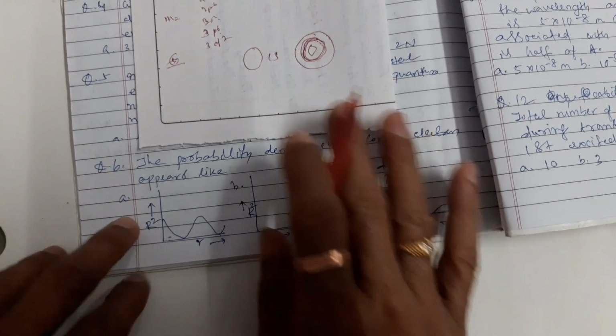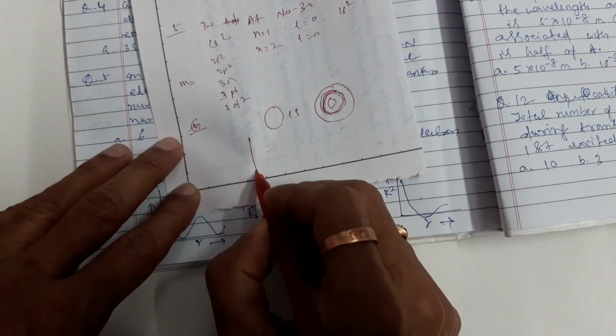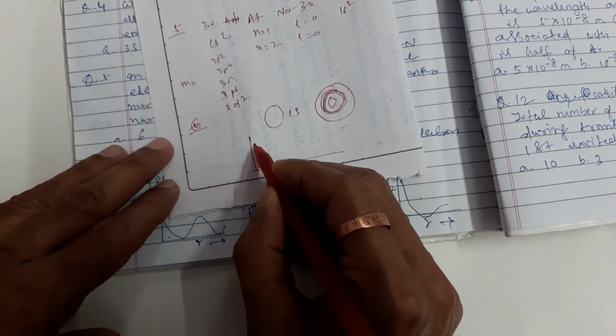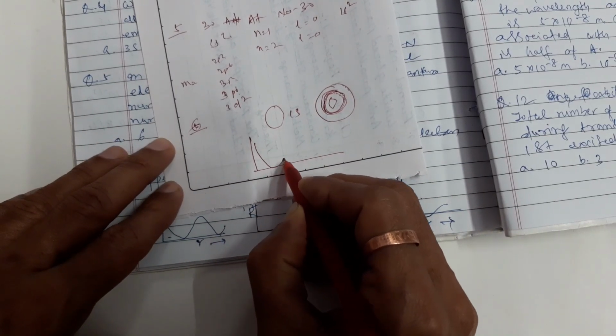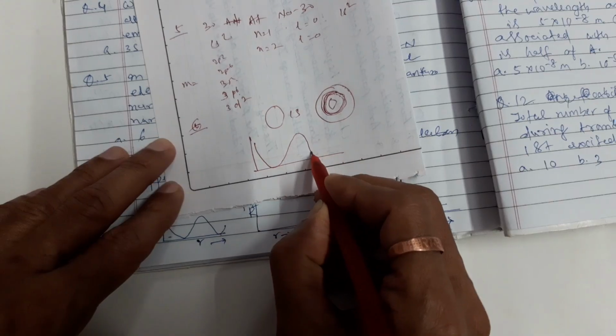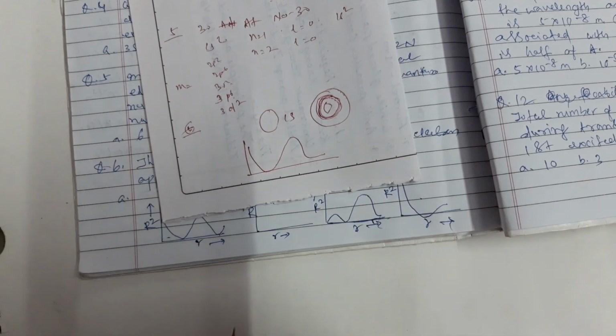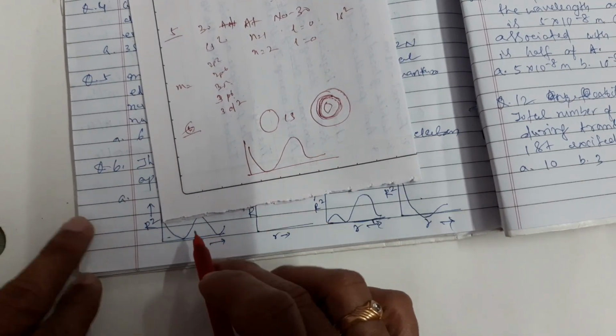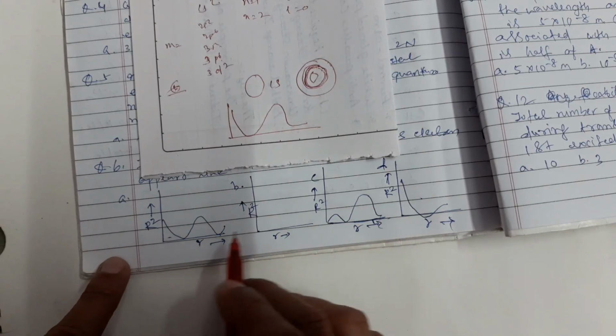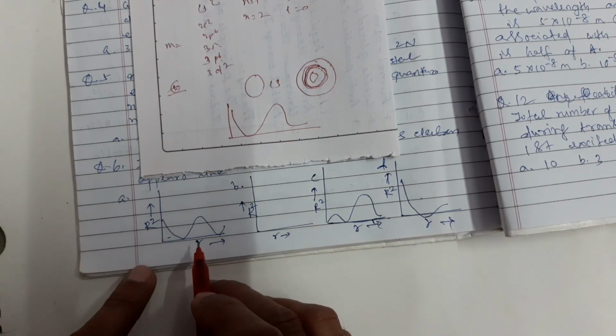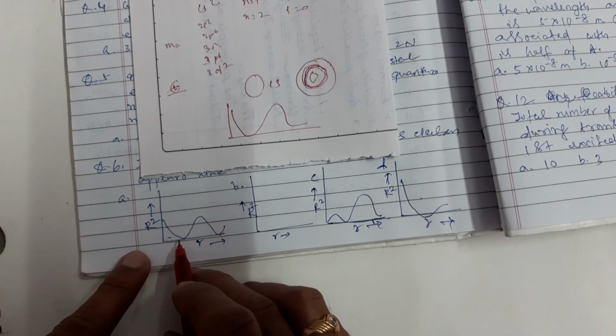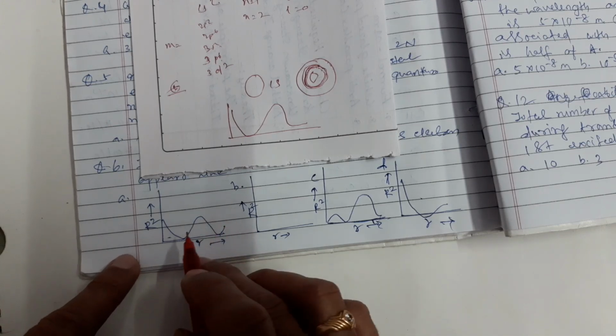What is the correct one? It should be like this, touching at one place and not touching at another place. So choice A is the correct answer.